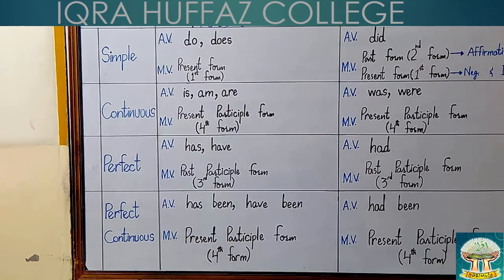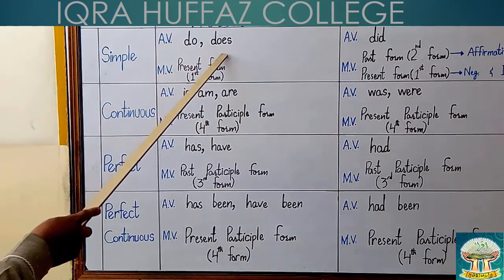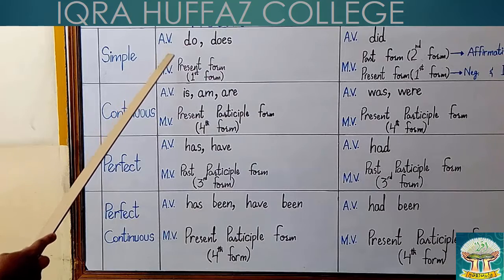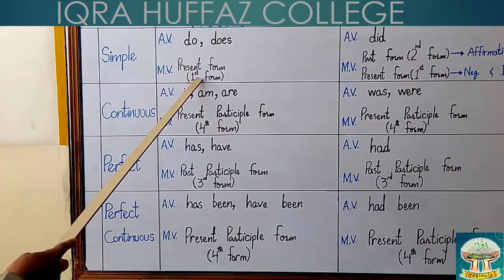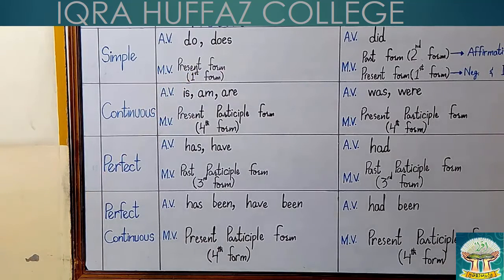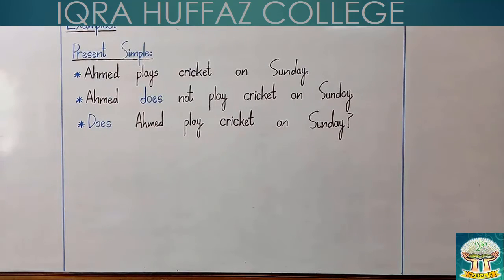In present simple, we use do and does as auxiliary verbs. And we use the present form, which means the first form of the verb, in present simple. The first example on the board of present simple is: Ahmed plays cricket on Sunday. The negative sentence is: Ahmed does not play cricket on Sunday. And the interrogative sentence is: Does Ahmed play cricket on Sunday? So now you can see the usage of the first auxiliary verb of present simple, that is does. We use does in the negative sentence of present simple, and we use does at the beginning of the interrogative sentence.